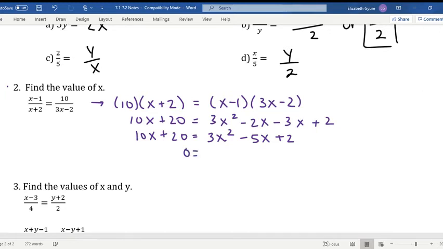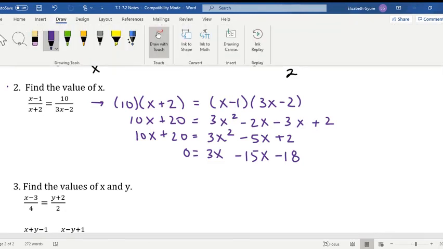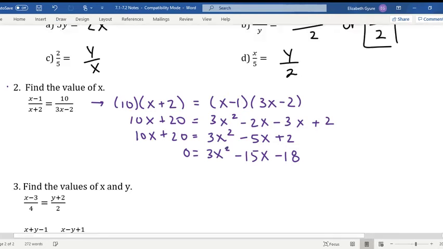So I am going to leave my 3x squared where it is. I'm going to subtract my 10x and make that a negative 15x, and I'm going to subtract my 20 and make that a negative 18. Now, Julia, for this one, I want you to bear with me with my factoring. Okay, factoring is our friend. So it is, Sydney, I promise. But we're better off remembering how to factor now than showing up next year not remembering how to factor.